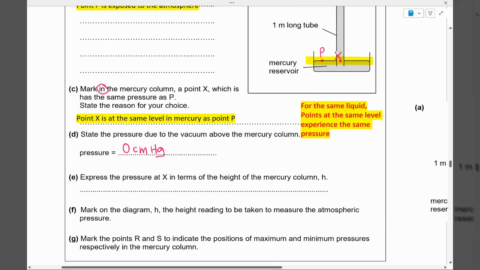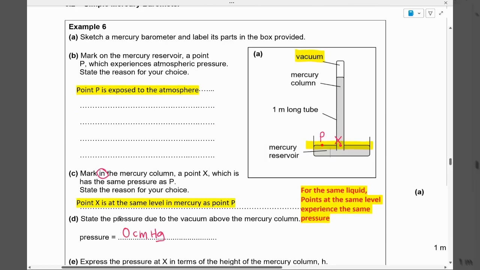I'm going to do part F first. Mark on the diagram H, the height reading to be taken to measure atmospheric pressure. Remember we mentioned that over here, this is where pressure is equal to 0 cmHg. As you move down your mercury column, the pressure will increase. For example, pressure at this point, I call this h1, will be equal to h1 rho g, and pressure at this point will be h2 rho g, and so on.